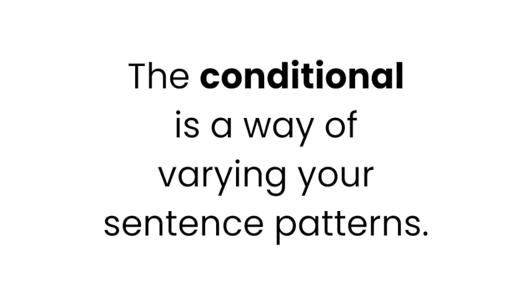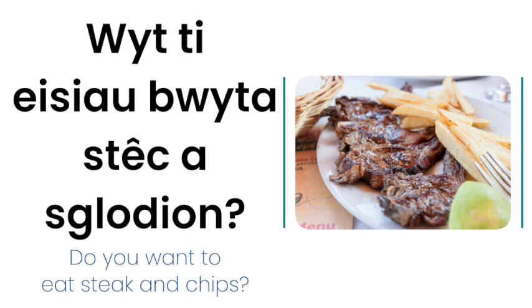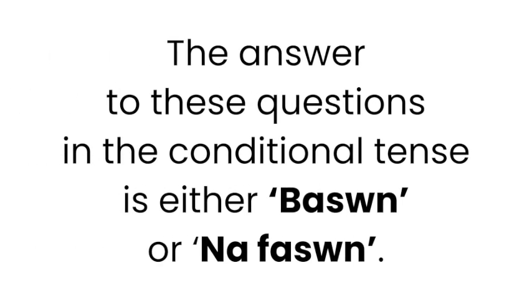Look at the following sentences. Fasech chi'n hoffi bwyta steak a sglodion? Would you like to eat steak and chips? Wyt ti eisiau bwyta steak a sglodion? Do you want to eat steak and chips? The answer to these questions in the conditional tense is either baswn, I would, or na faswn, I wouldn't.